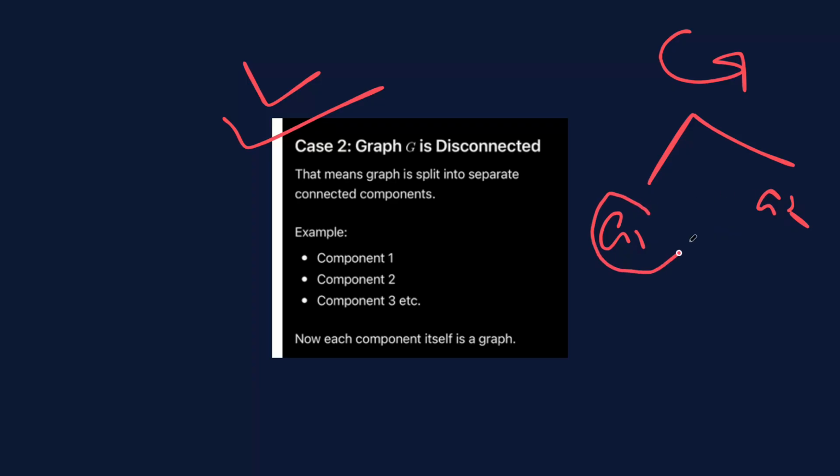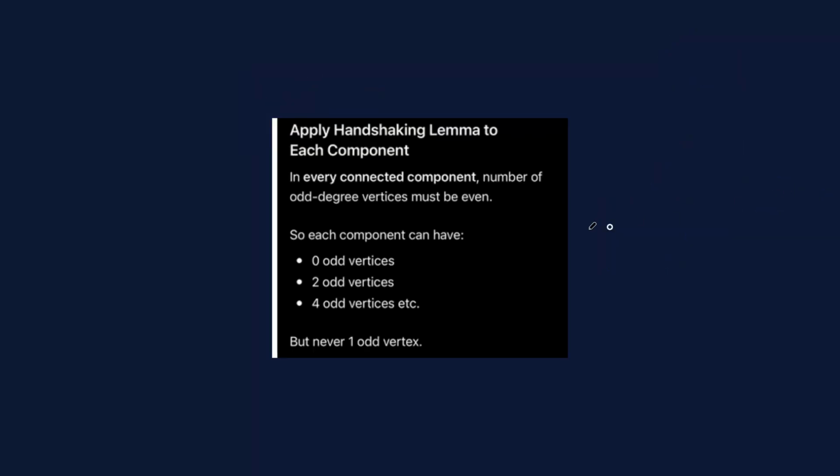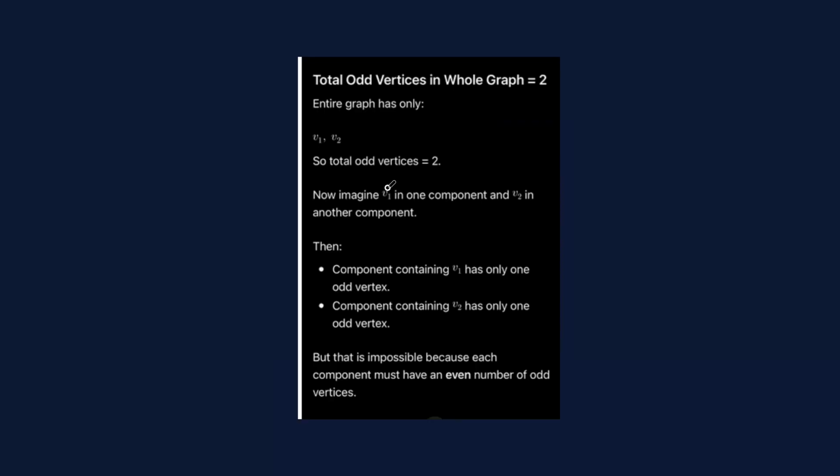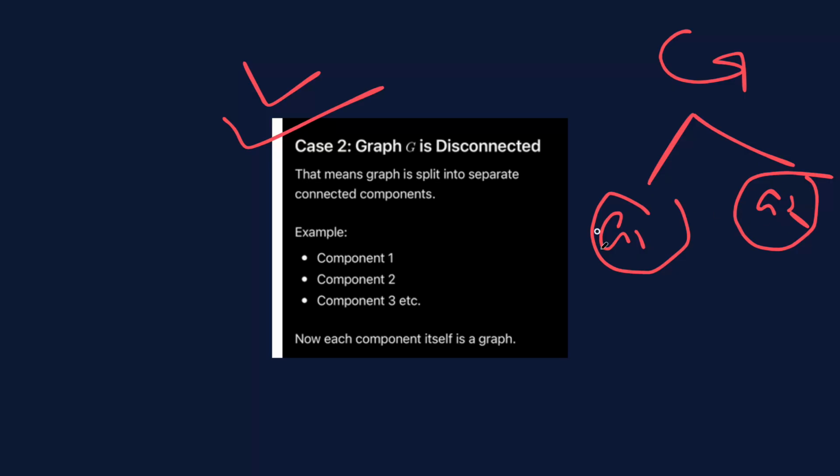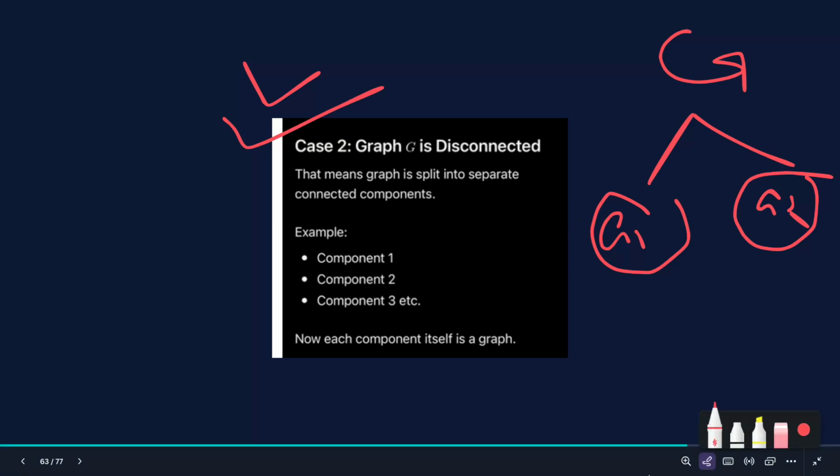So we know each of these components would act as a graph. That also we know, right? So that means each of these components can act as a graph. And we know in a graph, if there is an odd degree vertex in it, then the number of odd degree vertices should always be an even number. That is what we know from the handshaking lemma. If we have odd degree vertices, their number should be even.